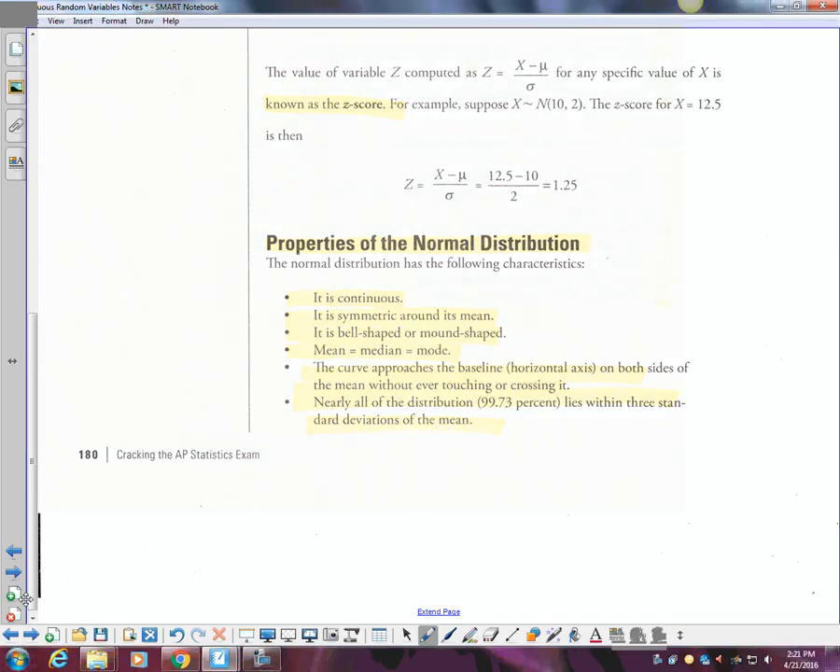Okay, let's talk about properties of the normal distribution. First of all, it's continuous. It is symmetric about the mean. It is bell-shaped or mound-shaped. If they give you choices of what normal distribution, could it do that?